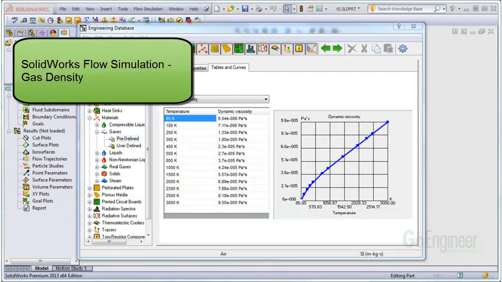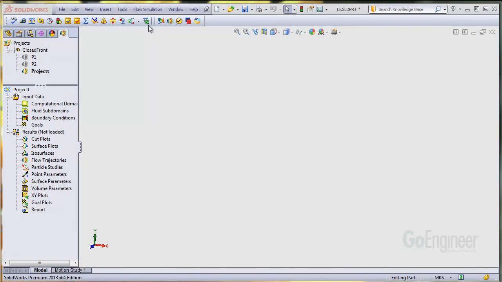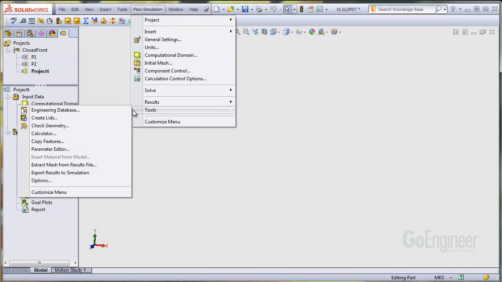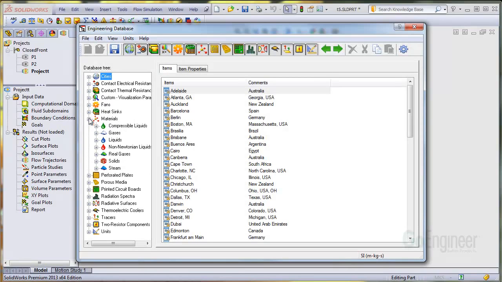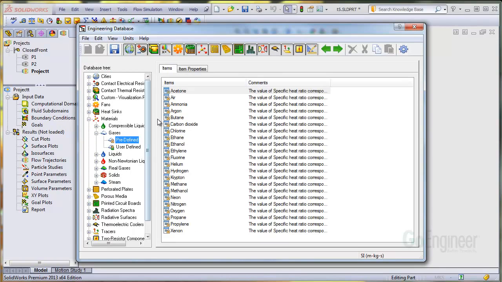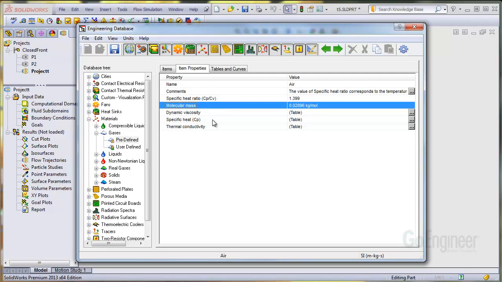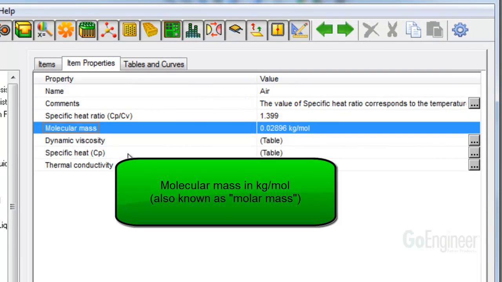In this video we'll show a way to calculate the density of air as assumed for environmental conditions in a flow analysis. Let's look in the engineering database at air. You'll find the molecular mass as shown here. It won't show you the density because SolidWorks Flow Simulation will automatically calculate the appropriate density for the conditions in the flow.